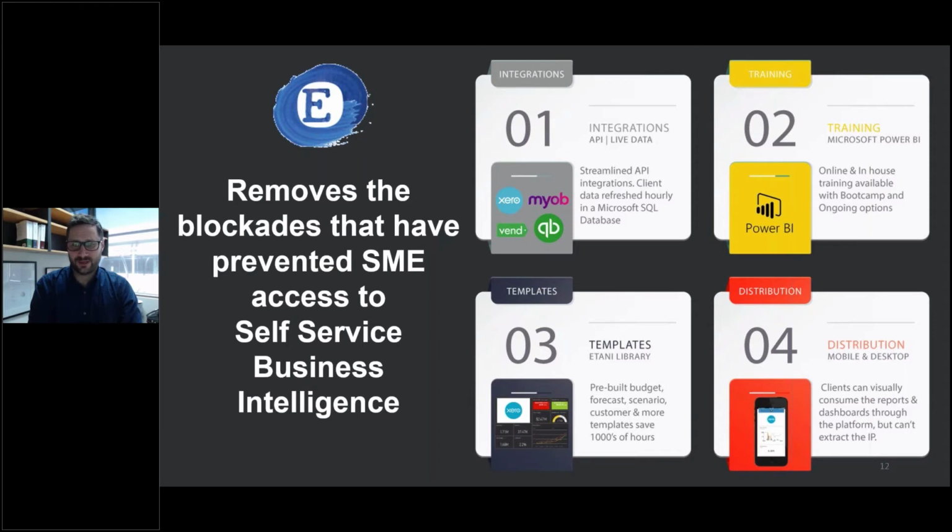You need to protect your IP, okay? Secondly, it's quite costly with Power BI having clients in the system. It's $12.70 per month per client. So you might be thinking $12.70, that's not much. It actually adds up per client.